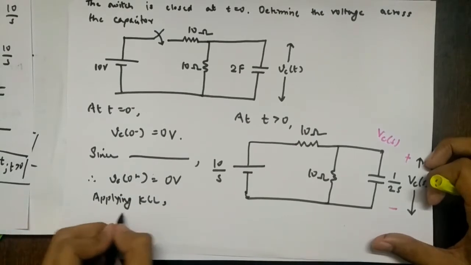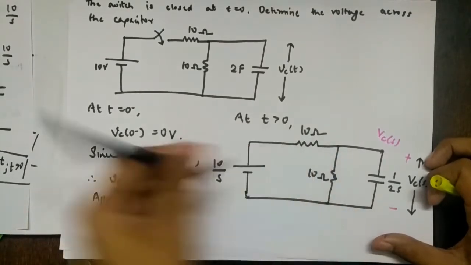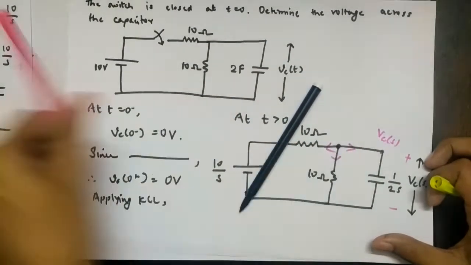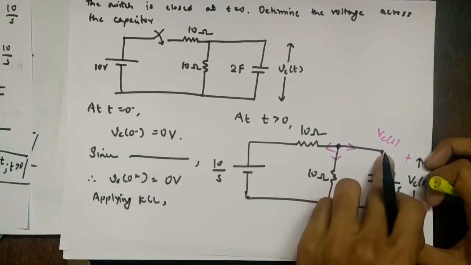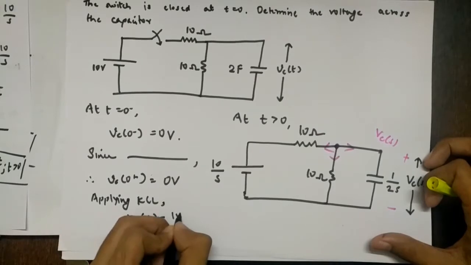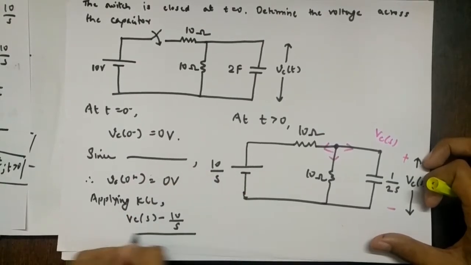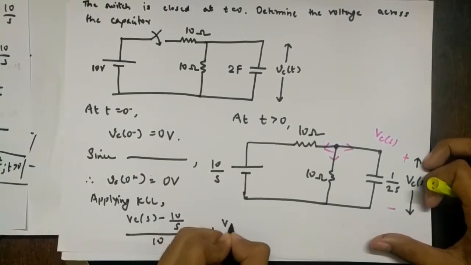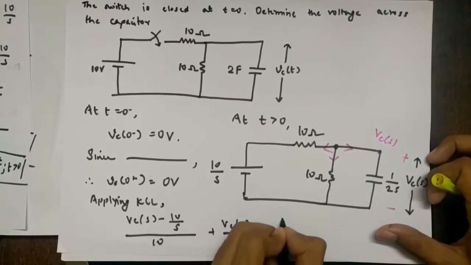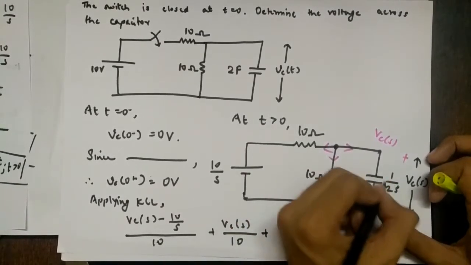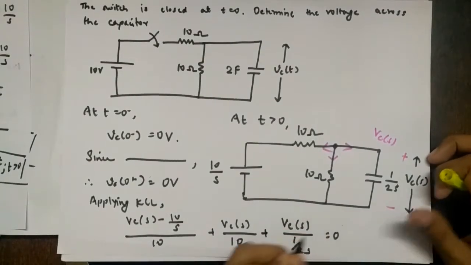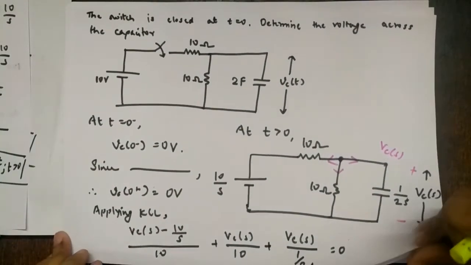KCL. So what you will get? So let's say this is the node. So all going away. I am taking this as the node. Okay. Taking here, it's one and the same. So it will be Vc of S minus 10 by S. This is a voltage source, remember, upon 10 plus Vc of S upon 10 plus Vc of S upon this is what? Resistor, right? So upon 1 upon 2S, everything is done, so equal to 0, right?